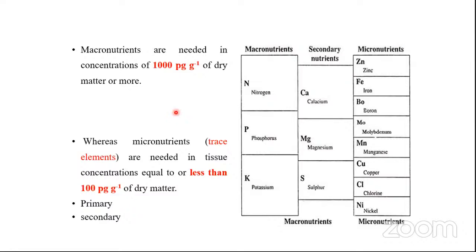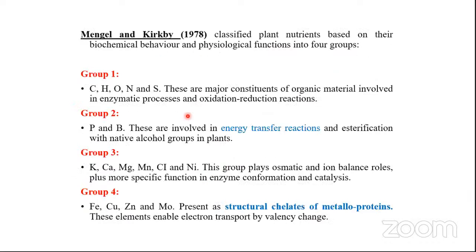And finally, Mengel and Kirkby in 1978 classified nutrients based on their biochemical activity and physiological functions. This is another type of classification, based on physiological and biochemical behavior. They were classified into 4 groups: group 1, group 2, group 3, group 4. In group 1, you can see carbon, hydrogen, oxygen, nitrogen, and sulfur, the major constituents of organic material involved in enzymatic processes, as we can see in oxidation. And phosphorus and boron are involved in energy transfer.